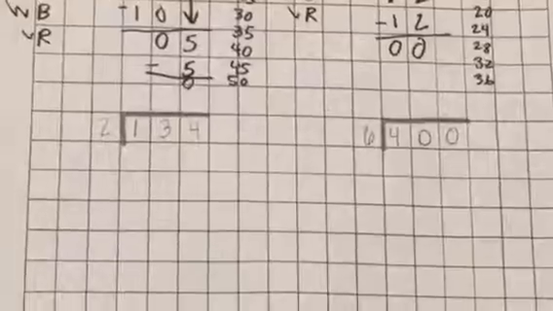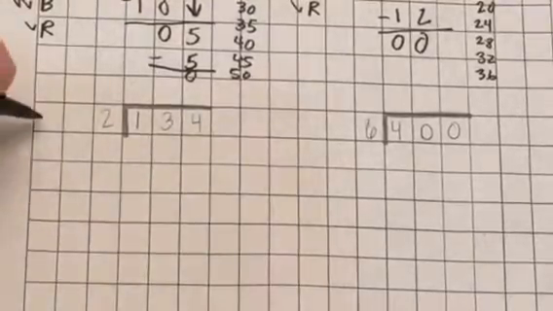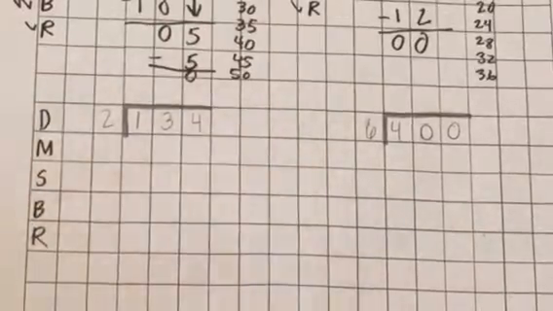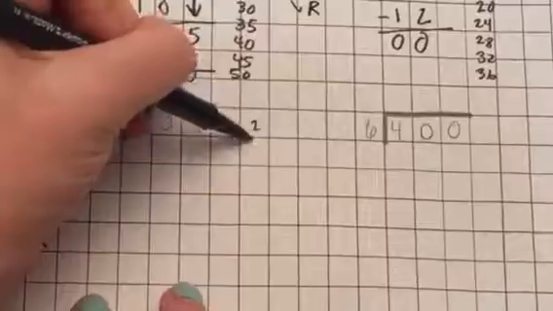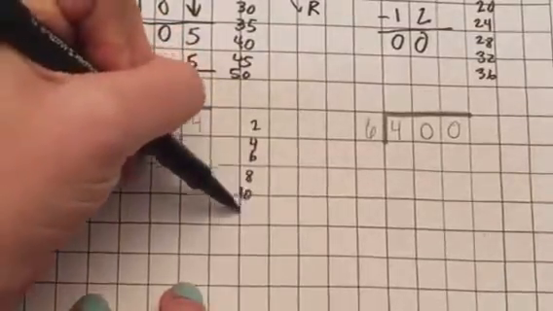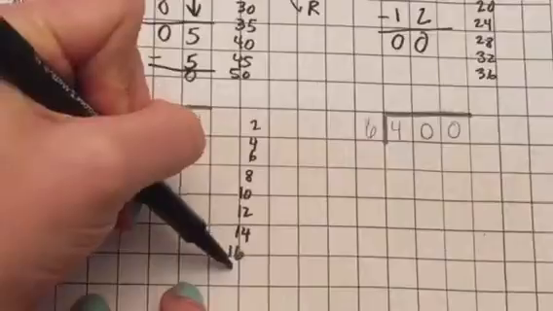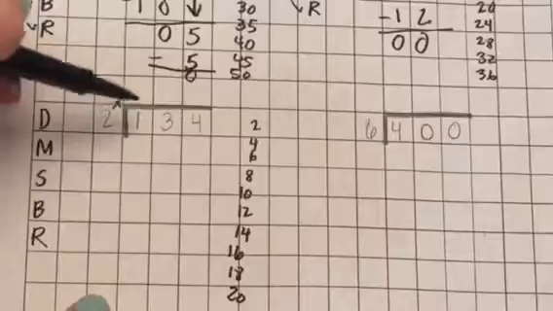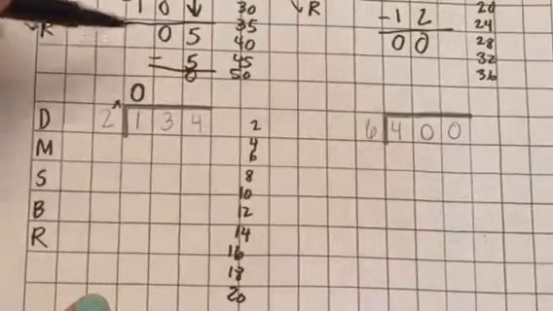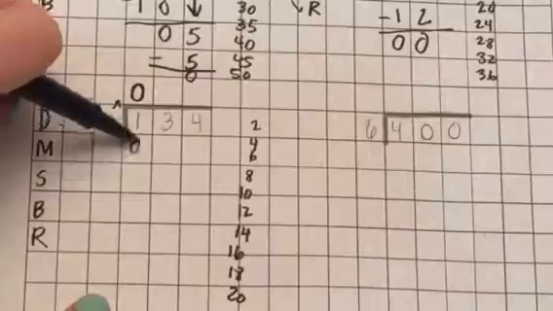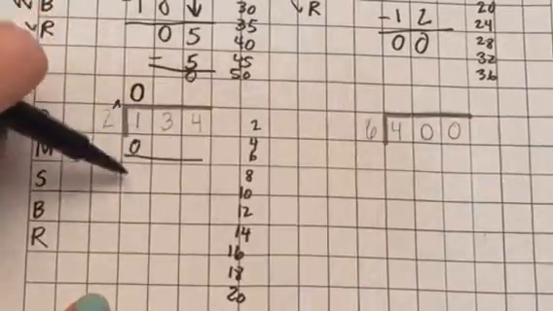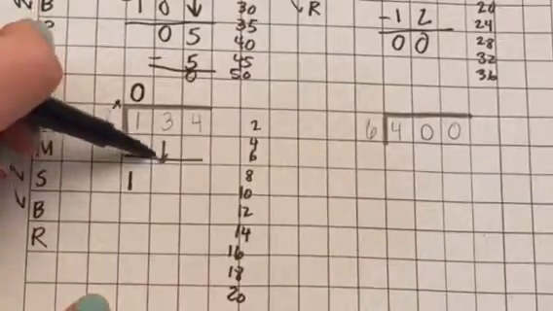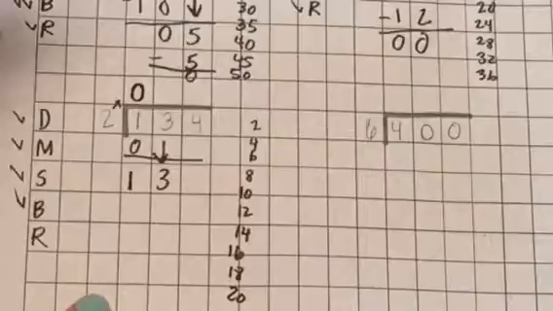Okay, we're just going to do 2 more using the US Standard Algorithm. Dad, mother, sister, brother, rover. And I'm going to put out my multiples again. Okay, so how many times can 2 go into 1? It can't, so I'm just going to put a 0 here. And now we're going to look, 2 times 0 is 0. 1 minus 0 is 1. And we're going to bring down our 3.